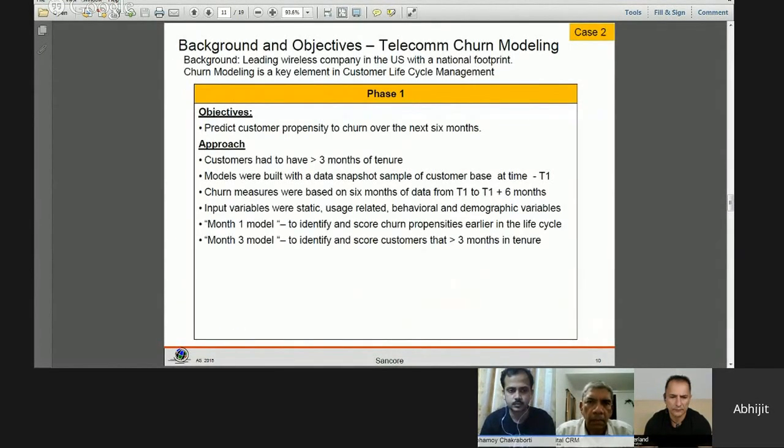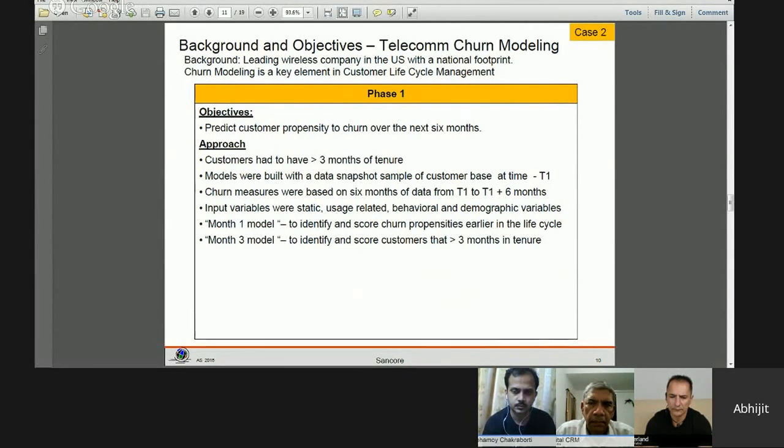The next case is a little bit more detailed. It's detailed at the level of the individual customer, and this is called churn modeling. This is a leading company in the US with a national footprint, and there were various phases. I'm only talking about the first phase of this particular effort. So how do you predict customer churn?